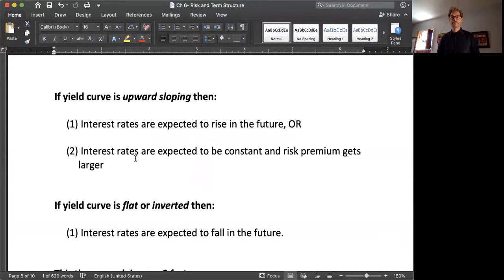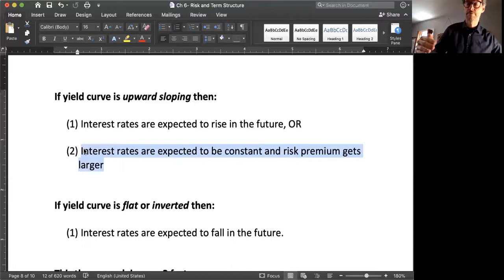This theory helps us understand why yield curves are generally upward sloping, because generally interest rates are expected to go up in the future. Or I'm sorry, let me back up. Yield curves are upward sloping because of the risk premium, right? So if interest rates are expected to be flat, the yield curve should still be upward sloping because you demand a higher premium for holding a long-term bond.